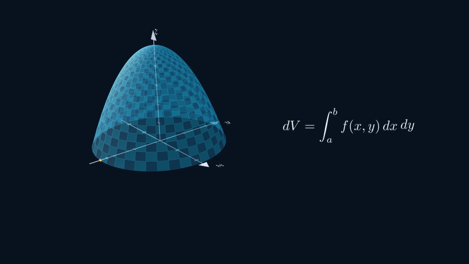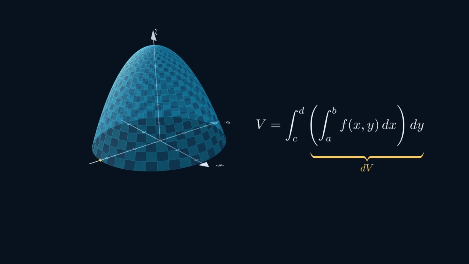Now when we integrate this a second time, with our bounds for y this time, we are adding up all these little volume elements to get the total volume, and it can be visualized by the cross-sectional area sweeping back and forth.